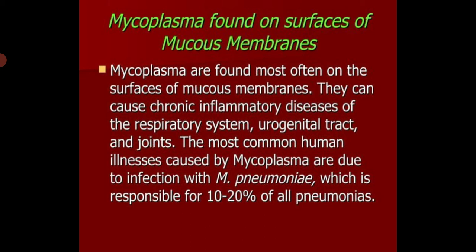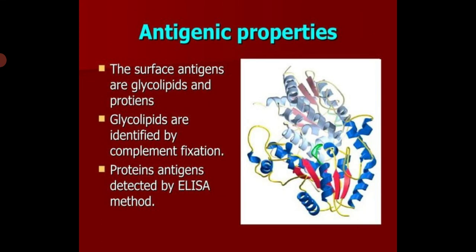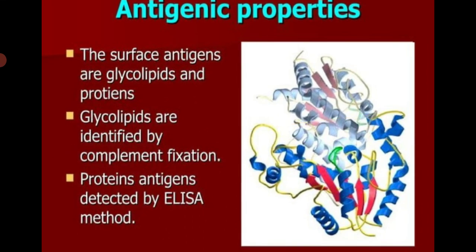Mycoplasma are found on the surface of mucous membranes, in the mucus of the respiratory tract and urinary tract. Antigenic property: they show surface antigens, that is glycolipids and proteins. The glycolipids can be identified by complement fixation test, whereas protein antigens are detected by the ELISA method, that is enzyme-linked immunosorbent assay.